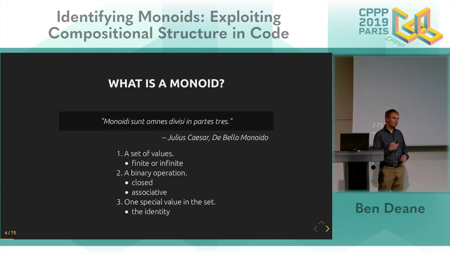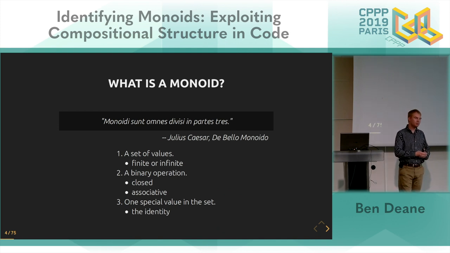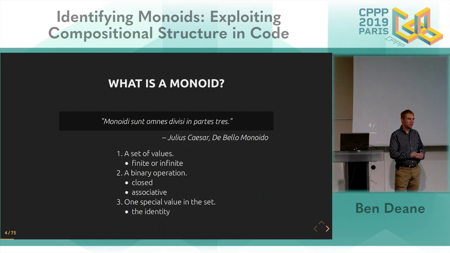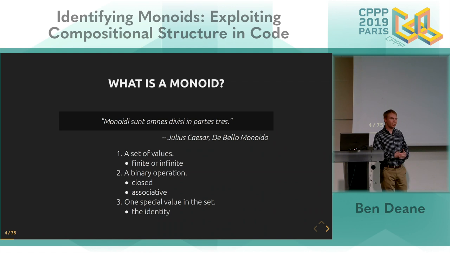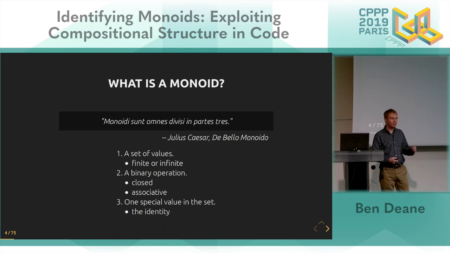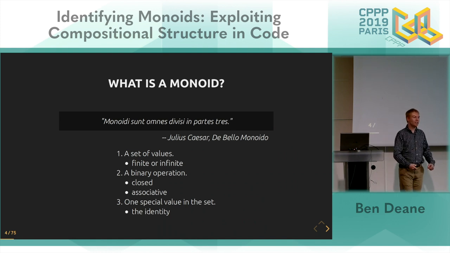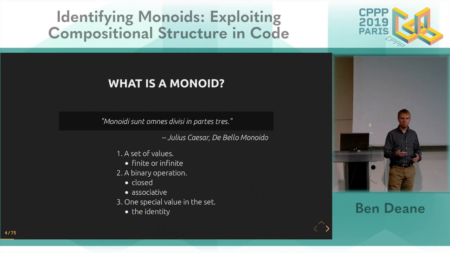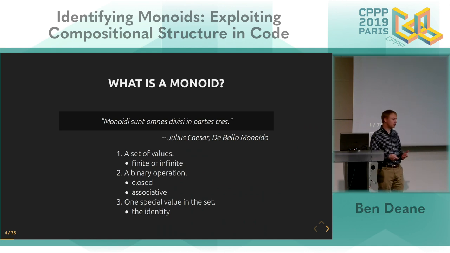So what's a monoid? Well, as I said, it's very simple. It's simple enough that a grade school child knows what it is even if they don't know the mathematical terms. So you've got a set of values, like, say, the integers. You've got a binary operation, like, say, addition. And an important thing, that operation has to be closed. So when you add two integers, you don't get something else. You get an integer. And it has to be associative. It doesn't necessarily have to be commutative. We'll see plenty that are, but there are plenty of useful ones that aren't.